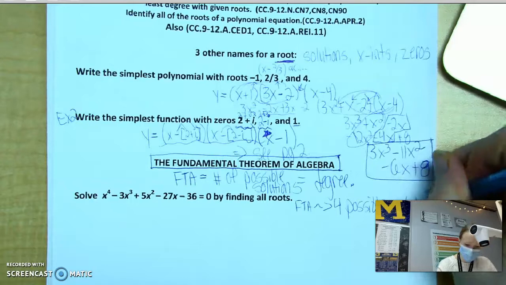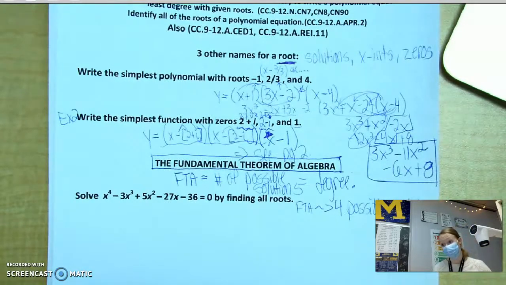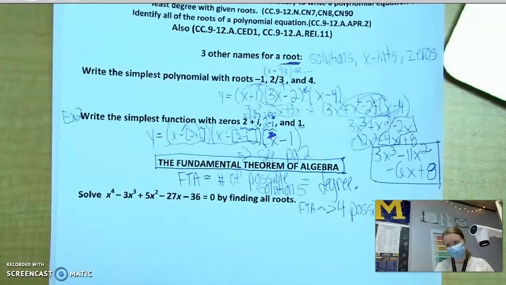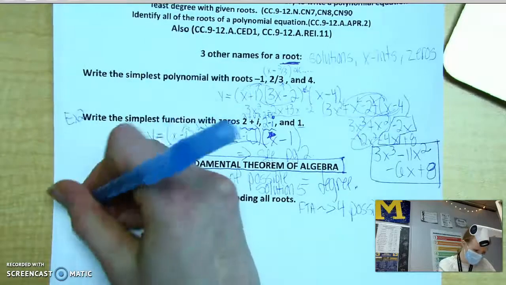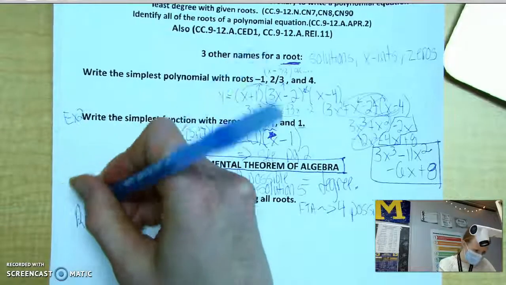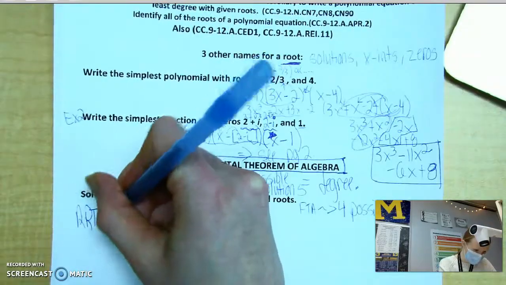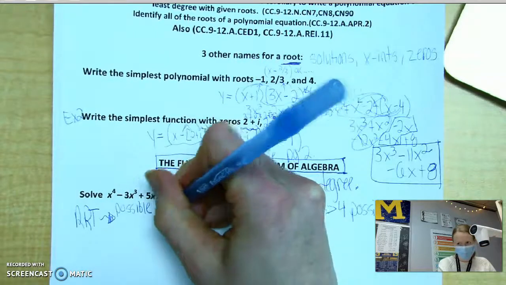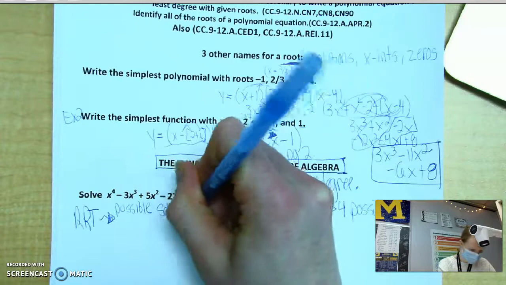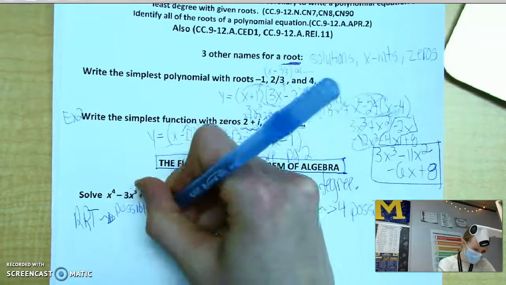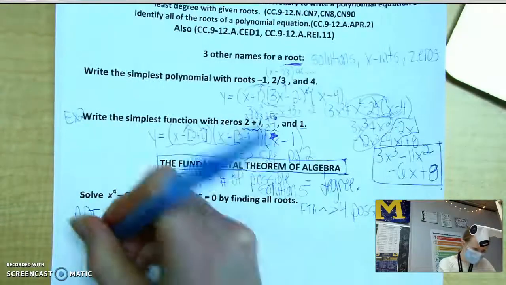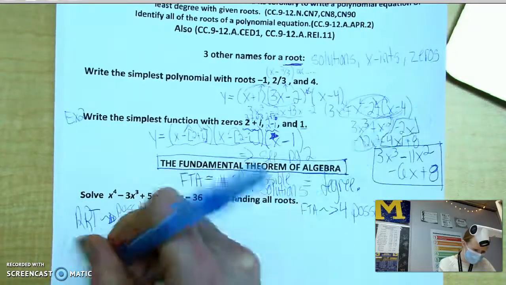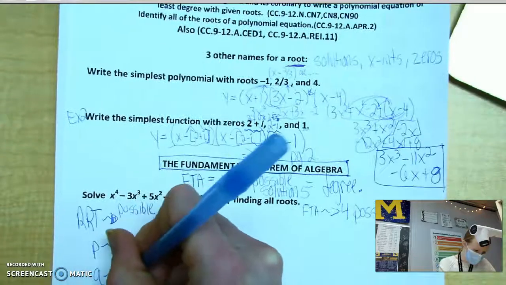Now, I haven't taught you guys how to factor something that is 5 terms. So what we're going to do is just use the rational root theorem to come up with the possible solutions, right? These are the possible rational solutions. So remember, you need to know what your p is, which is your constant, so negative 36. And then you need to know what your q is, which is a positive 1.